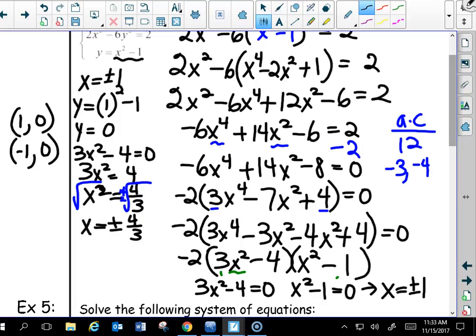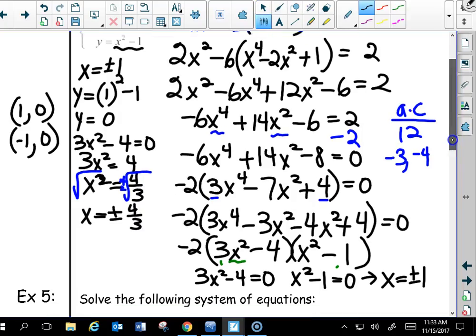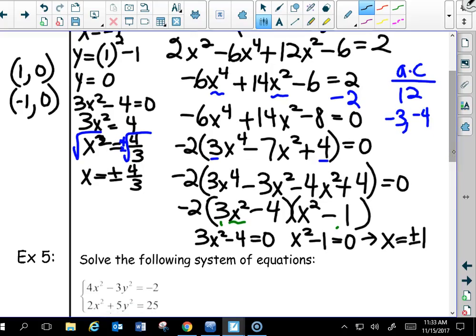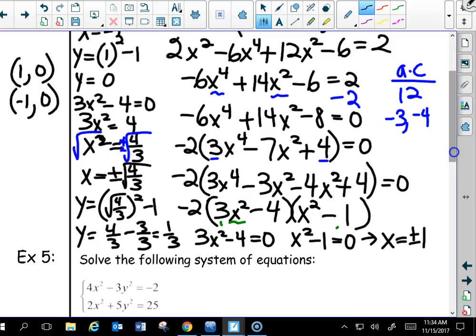Again, I'm going to use that one equation, y equals x squared minus 1, to find my y's. So, sorry, that needs to be a square root. So when I take a square root and square it, I just get 4/3. So y equals 4/3 minus 3/3, which looks like it's 1/3. The same is going to happen with the negative square root of 4/3.